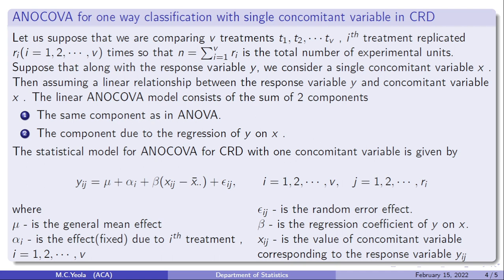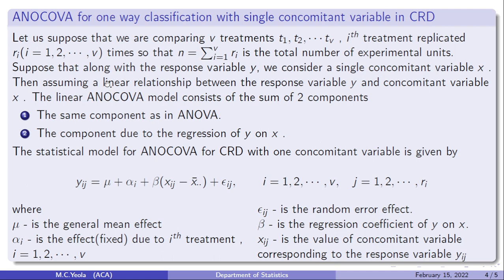So small n is equal to the summation of Ri, the total number of experimental units. We have V treatments, so the summation of Ri, i from 1 to V. If we add all those replications, we get the total number of observations for the corresponding experiment.